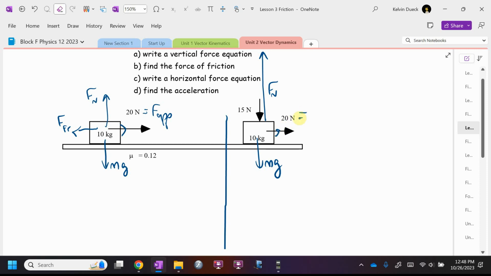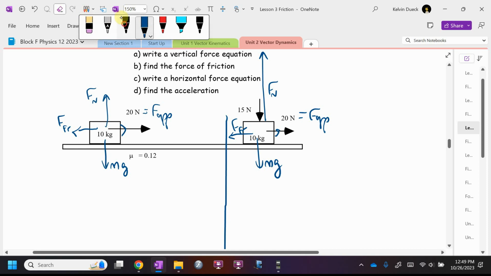We still have our 20 newtons equals F applied. We still have friction. I'm not sure if it's bigger or smaller. I'll assume it's still smaller than F applied, but maybe I'll be wrong. Okay. Well done. Let's do part A together as well.